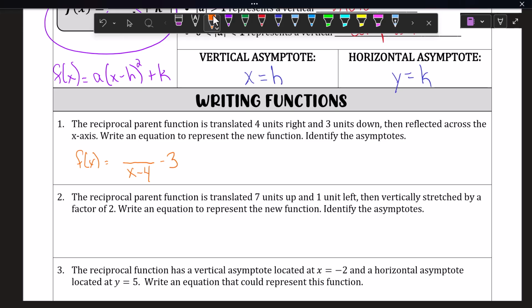Then reflected across the x-axis just means our a value, which is in the numerator here, is negative. It can be any number we want. It could be negative 42. It doesn't matter. Then when we find our vertical asymptote, it's always going to be x equals 4. And our horizontal asymptote, y equals negative 3. And of course, those are from here. Again, the blue is opposite because it's kind of like in parentheses.